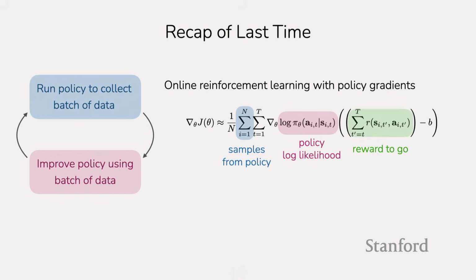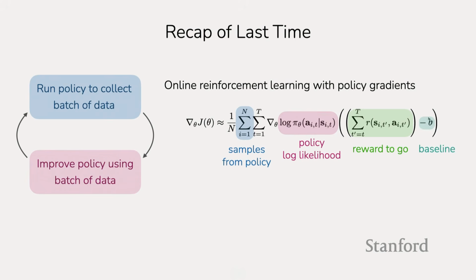And this log likelihood is weighted by the reward that the agent got. And so if you have higher rewards as an outcome of your actions in the future, then you're going to be encouraging the policy to increase the likelihood of those actions.